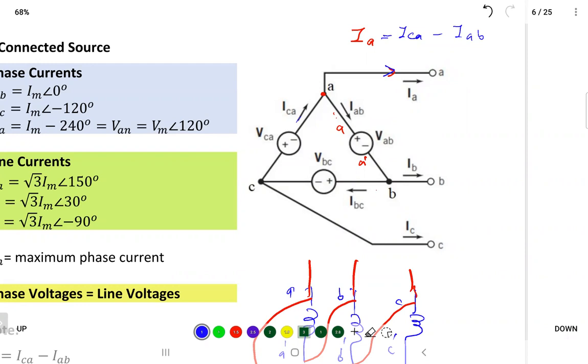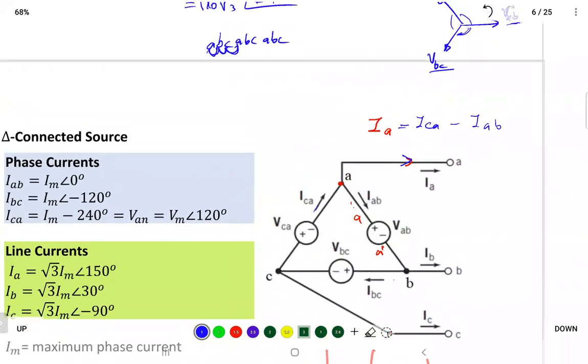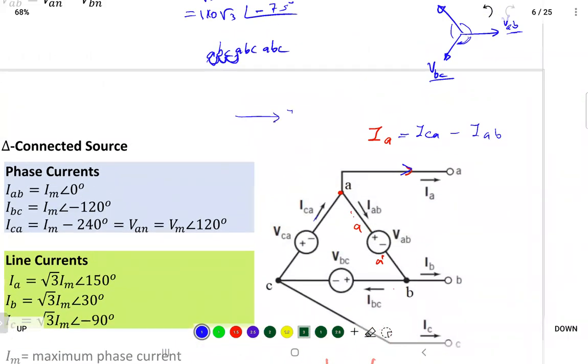But the angles depend on the sequence. Let's assume we're working with positive sequence. So in positive sequence, you'll see that will be IAB, IBC, ICA. Do you agree about the sequence? IAB, IBC, ICA, okay.